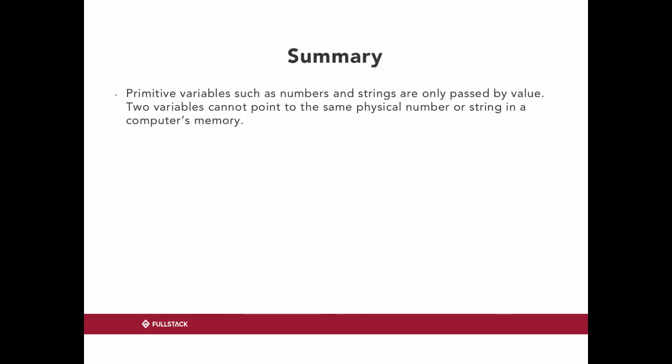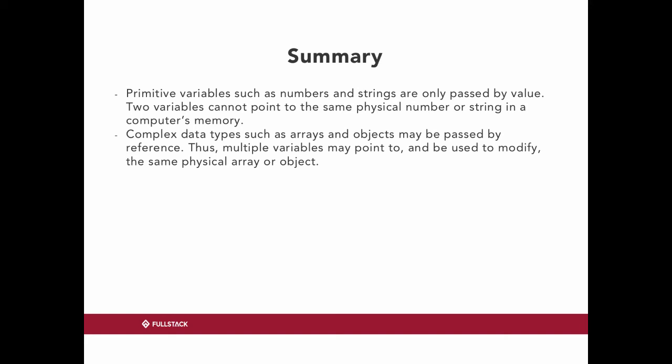So we learned that primitives such as numbers and strings are only passed by value. Two variables can't be pointing at the same number in memory. Then object types, arrays, objects, functions are passed by reference. So we can have as many variables, I'm sure there's a limit, but you can have many variables pointing to and modifying the same one. And this is why it's so important when we talked about array methods, which ones modify and which ones don't, because this can cause some weird side effects if you're not on top of what everything is pointing to.